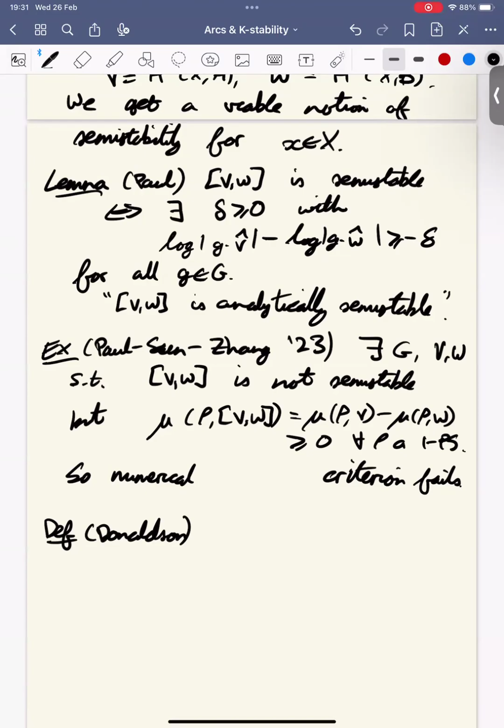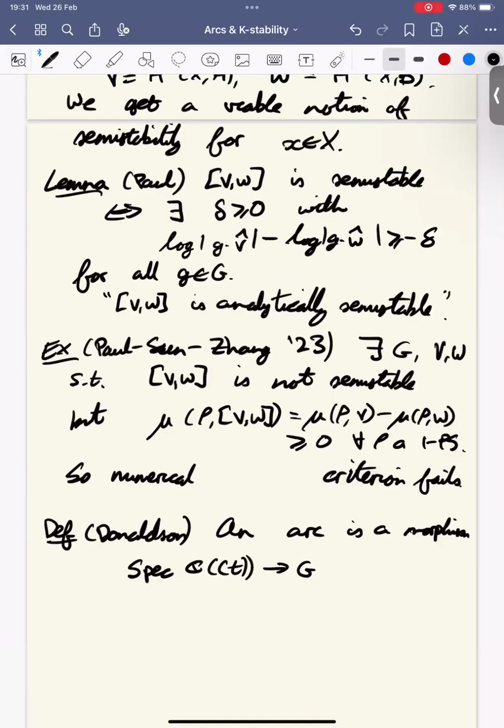The usage of arcs, I guess, goes back at least to Nash, but surely before that. So an arc is a morphism no longer from C star into G, but instead from Spec of C of T inverse, we have Spec of Laurent series into G. Again, it's not required to be a group morphism or anything. I'm not giving any kind of group structure to the objects on the left-hand side.